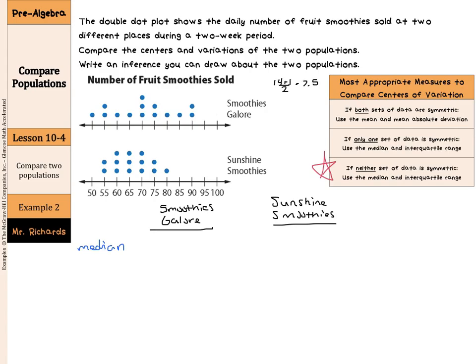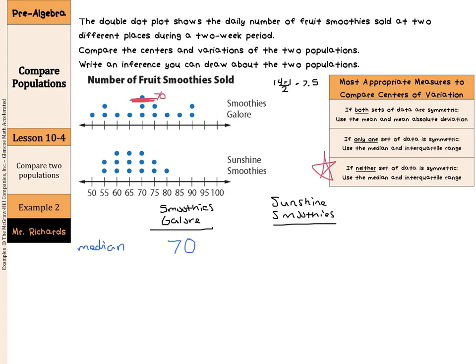Well, then if I count up 1, 2, 3, 4, 5, 6, 7, that means my median is going to be right here, in between the 7th and 8th terms. What is that median? Well, 70. So the median for Smoothies Galore is 70.